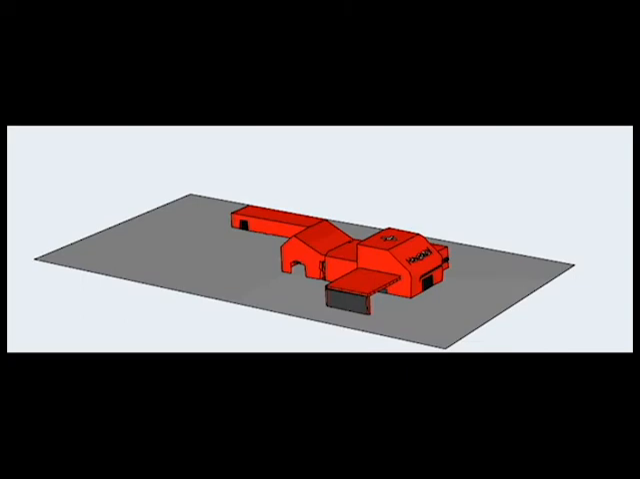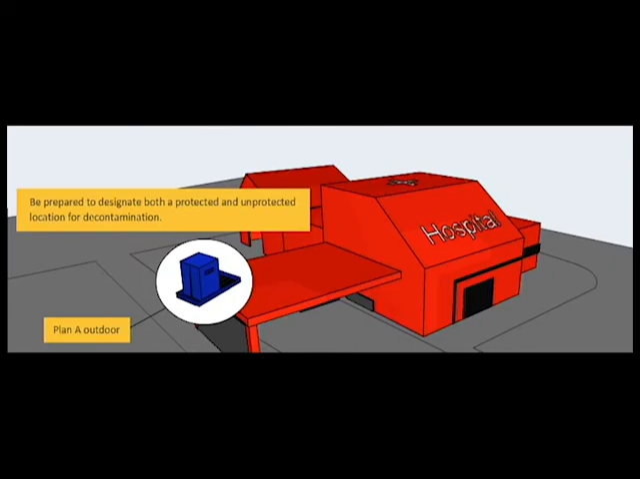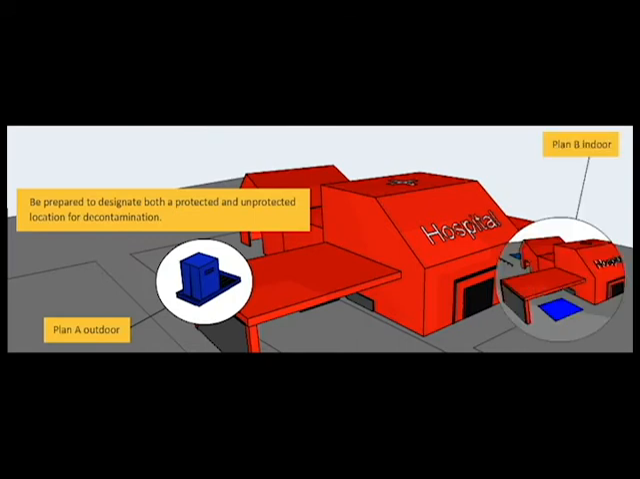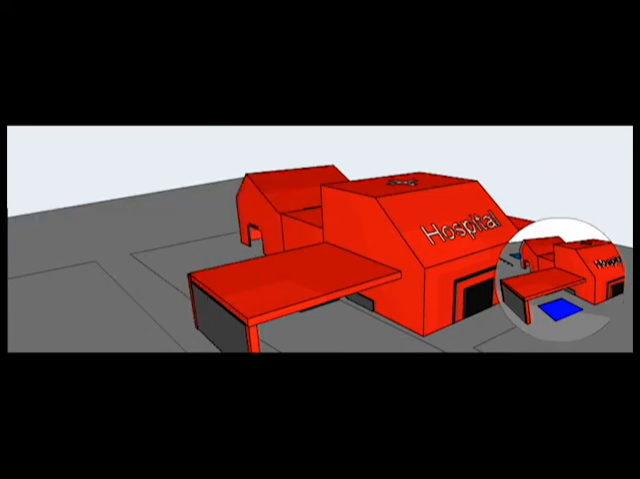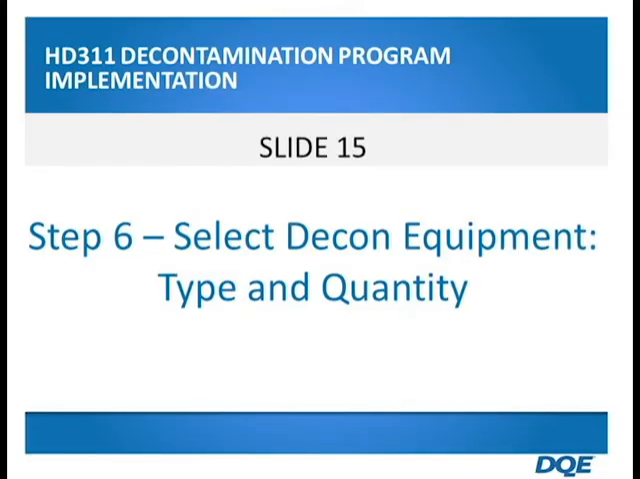For all decontamination processes, the patient traffic flow should be designed to keep contaminants as far from the emergency department as possible. Many hospitals need to consider designating both a protected and unprotected location for decontamination. For example, hospitals located in cold climates may require a Plan A outdoor and Plan B indoor location to shield against inclement weather. Hospitals with only an indoor decontamination room should also have outside decon capability in the event of a hazardous materials incident producing more than 5 or 10 victims.